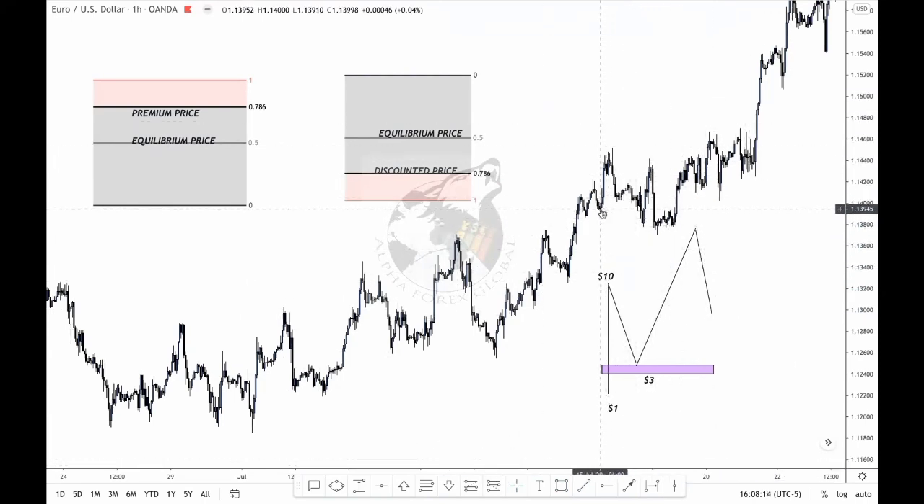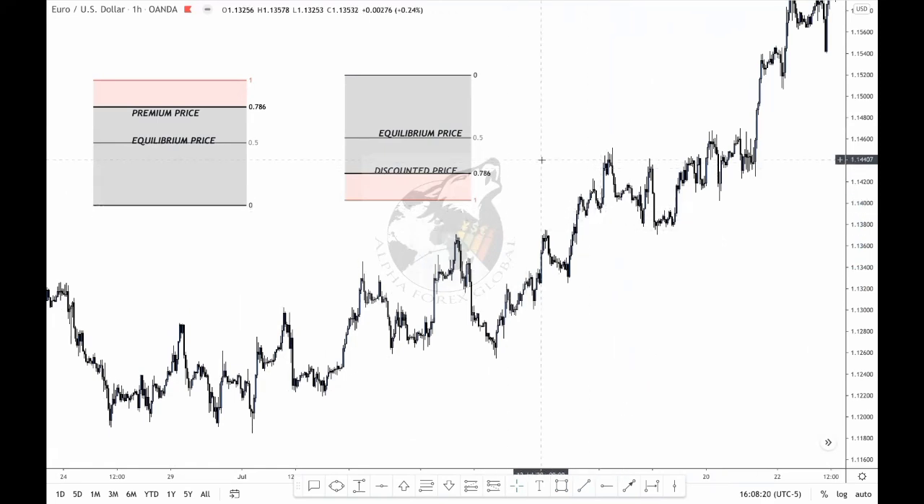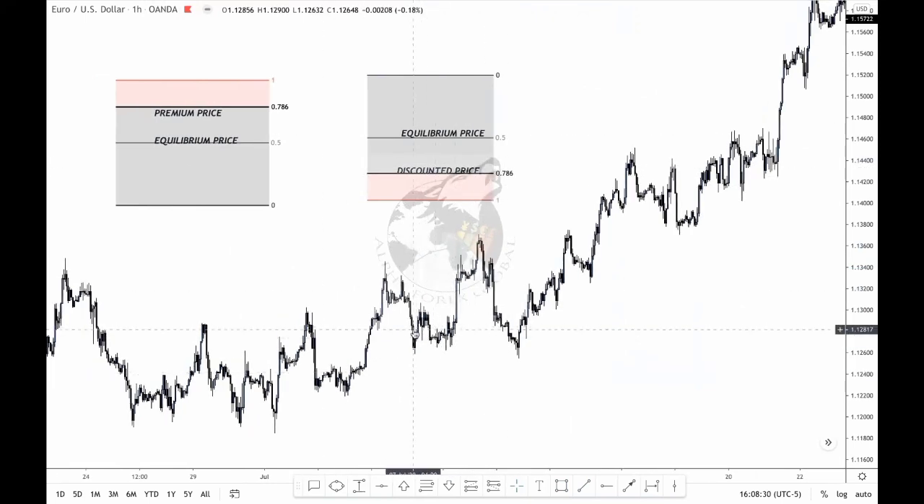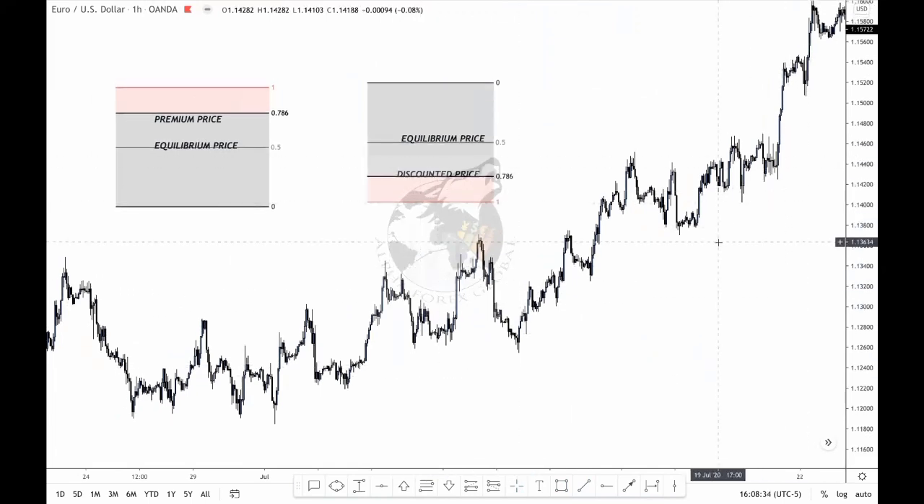So it's basically the same thing with the forex market. It's the same thing with the forex market. So you generally want to sell at premium price and buy at discounted price. Now let's get into the structure, right? Let's incorporate this with the market.